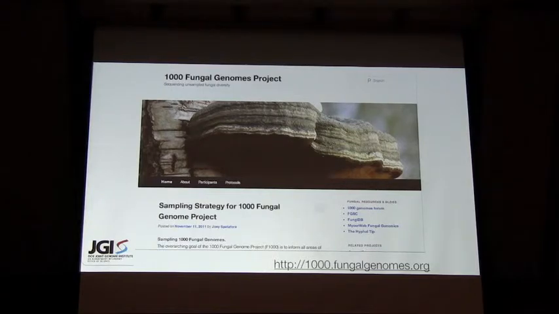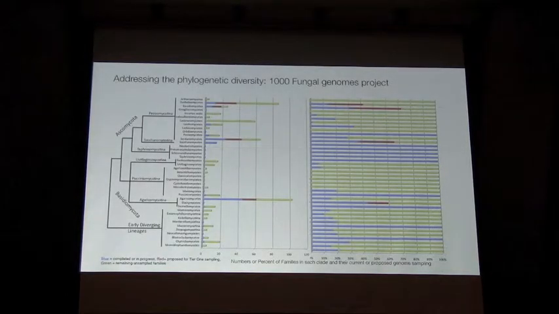To try to tackle that better, we've launched a project through the community sequencing program of the JGI to sequence 1,000 fungal genomes, to sample two genomes from every family of fungus. We believe there are about 500 families within the kingdom, so if we do a sort of Noah's Ark and take 2 species per family, we can cover the diversity.